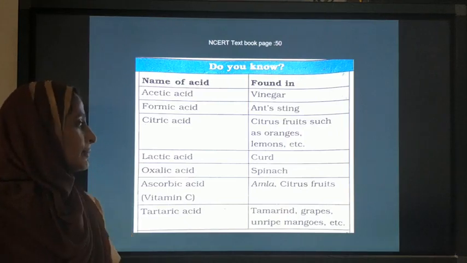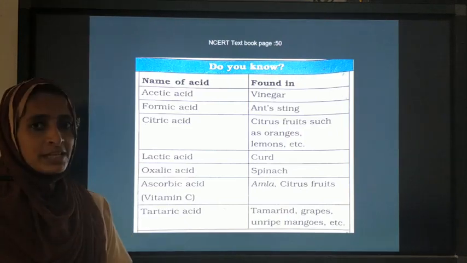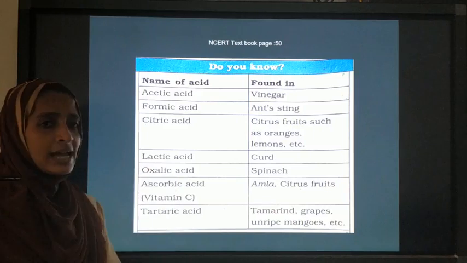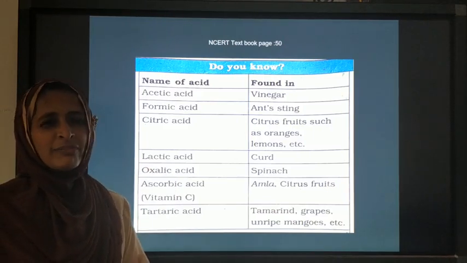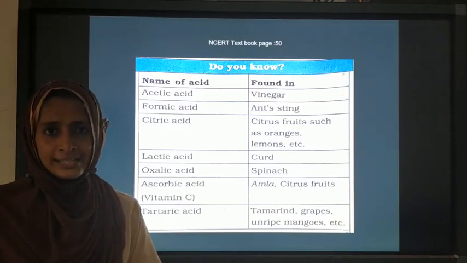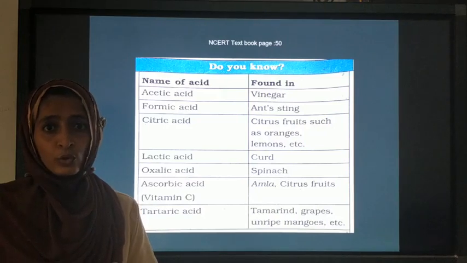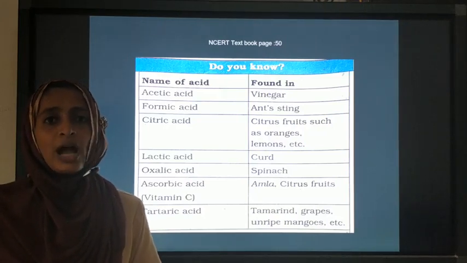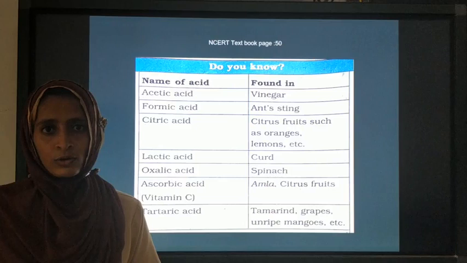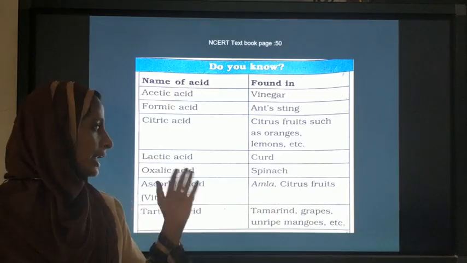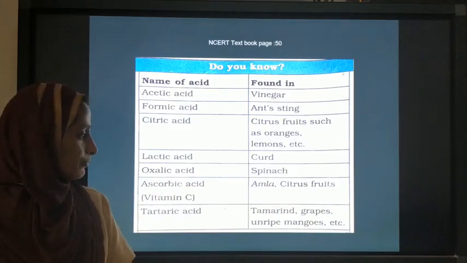Okay, coming to spinach. The acid present in spinach is oxalic acid. Normally, we don't take spinach raw. We cook it and have it. That's why we have never identified its taste as sour, even though it contains an acid, oxalic acid.